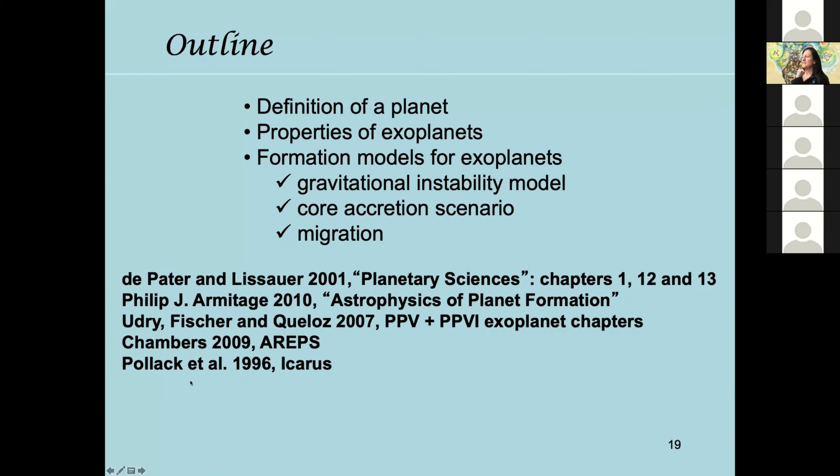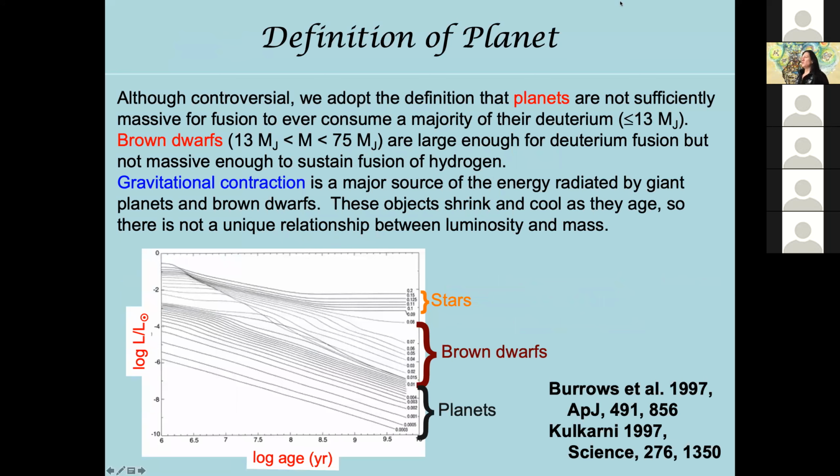Then there is Chambers and Pollack. This is the classic paper that shows the core accretion scenario, as we will see. The Chambers 2009 paper, sorry, is the one where I took all these vapor pressure numbers, in case you are interested in those things. So let's define a planet.